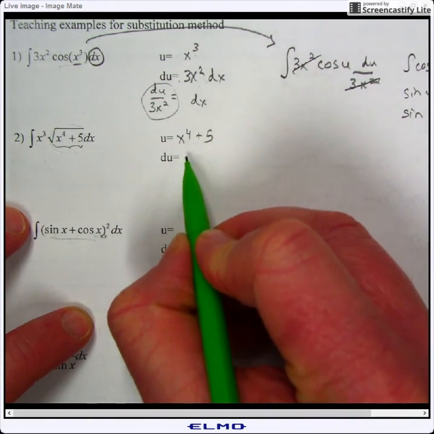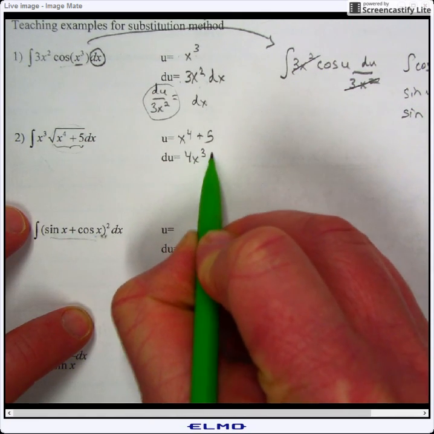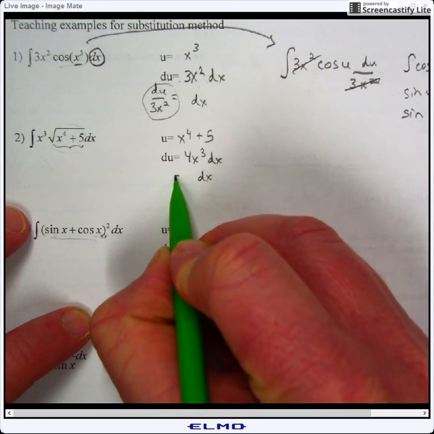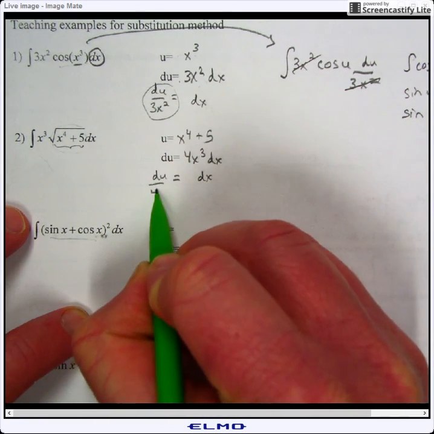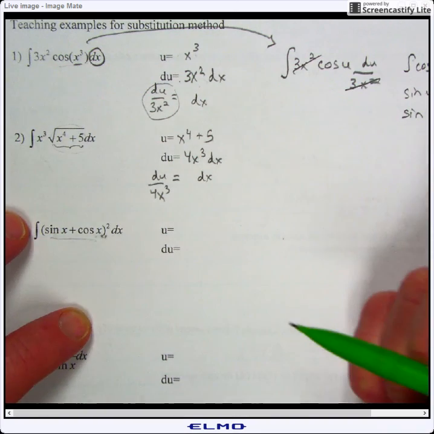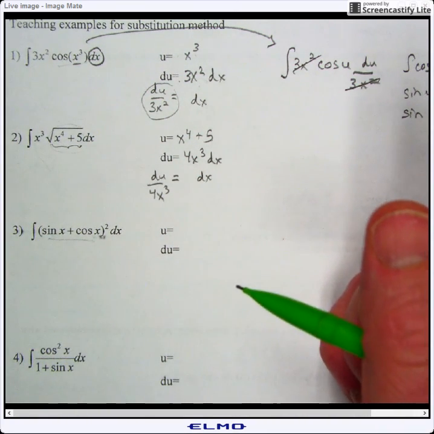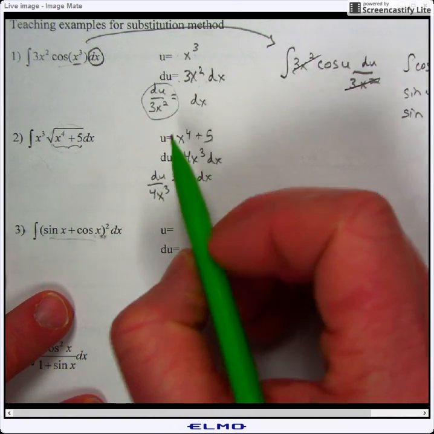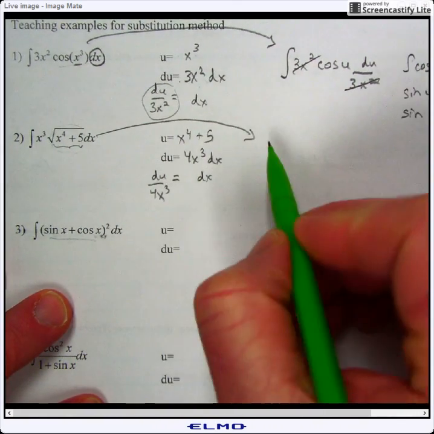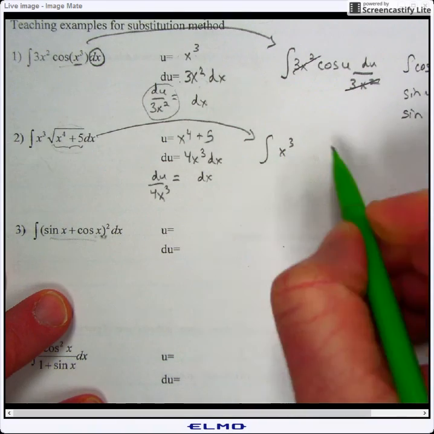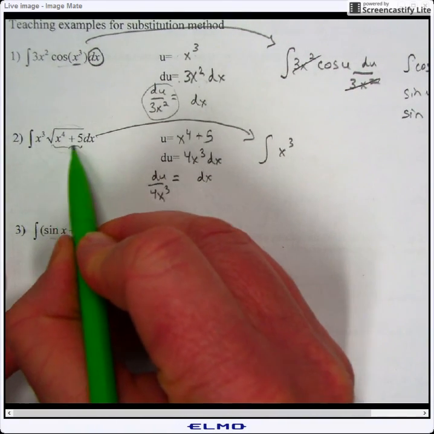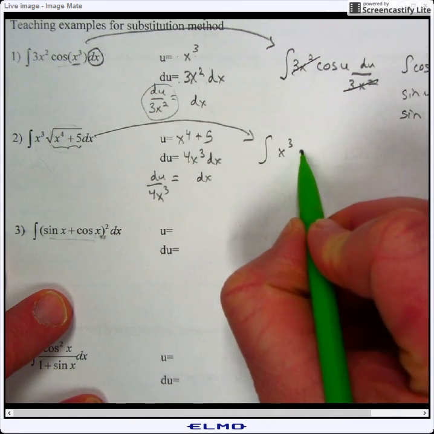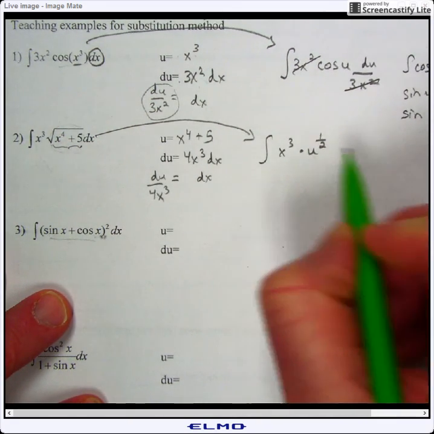Derivative, 4x to the third dx. The derivative of that's 0. Then I solve for dx. These are your steps. If you follow these steps, it's the same every time, and everything will work itself out. If you just follow intuition, you might get stuck when your intuition gets up against a little bit harder problem. Okay, so substitute. Nothing for x cubed. I can take out x to the fourth plus 5 and put in a u. So I'm going to write that as u to the 1/2, square root of u.